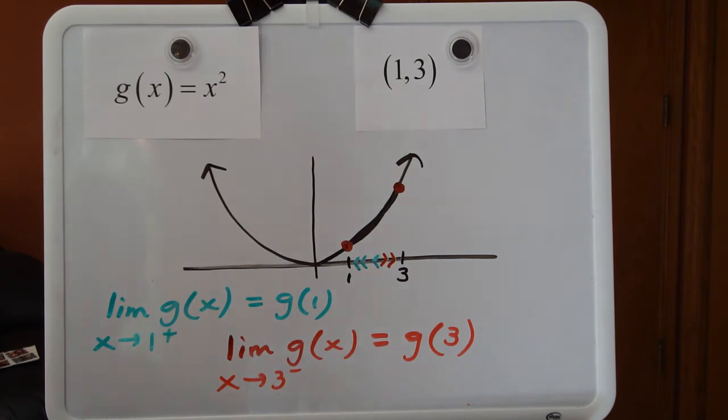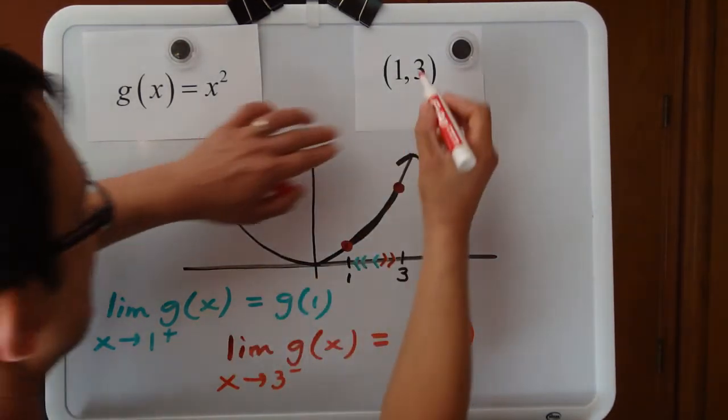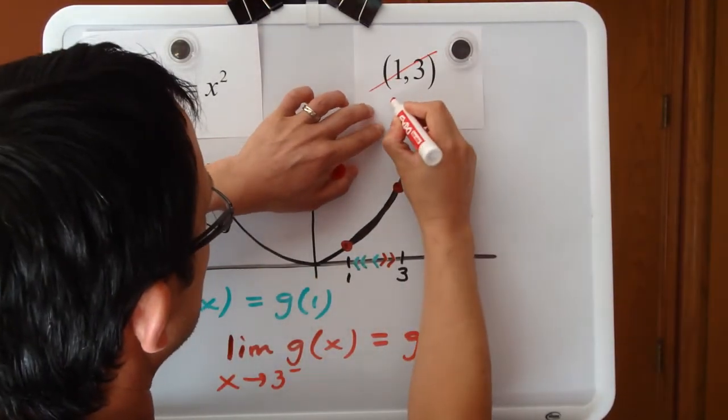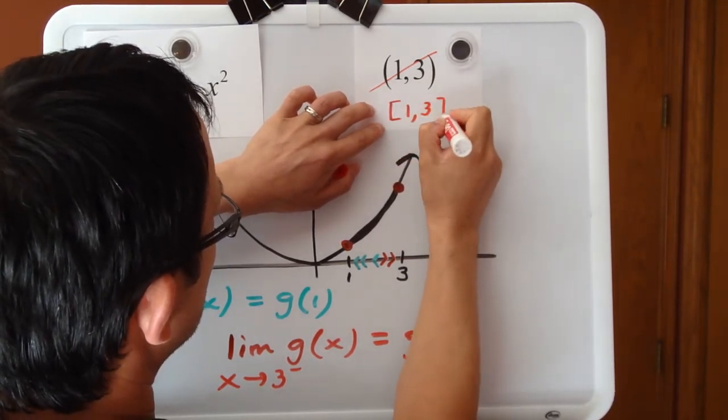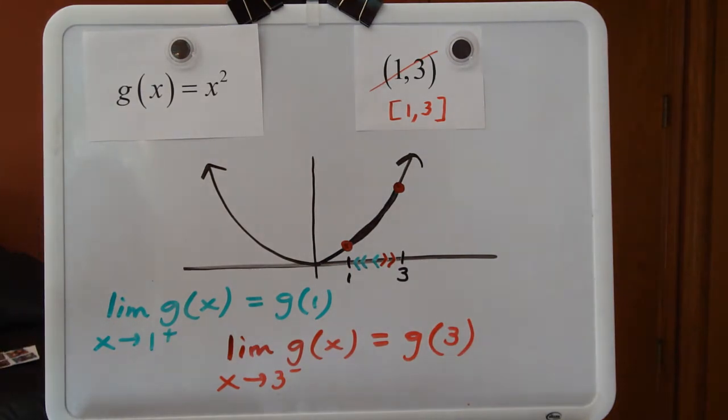So what we could really do is say, sure, this function is continuous on the open interval 1 to 3, but because of this endpoint continuity, we can update this interval, right? And we could say it's continuous on the closed window 1 to 3. So that's really all that is meant by endpoint continuity, or being continuous on a closed interval.